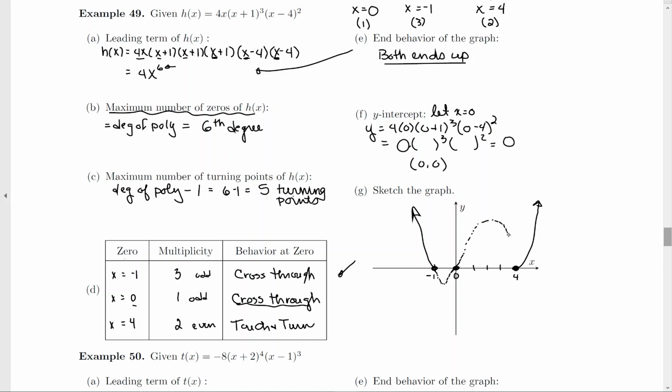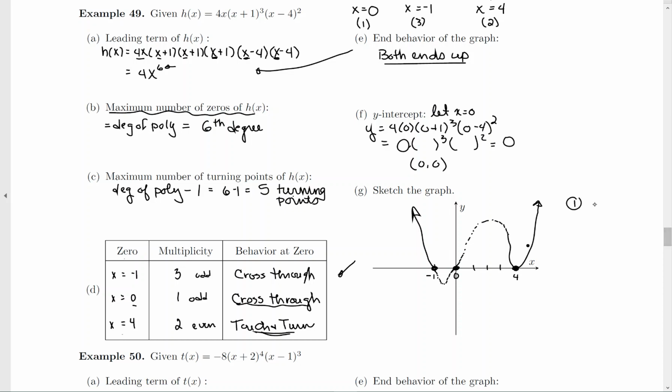That's why I'm making it a dashed line. And I'm going to do a touch and turn at x equals 4. So that's a rough sketch of my graph.